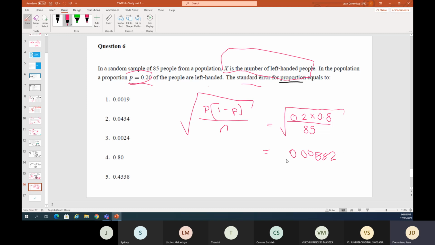0.001882. So if we had rounded it off, that would have been your answer. But we haven't square rooted it yet, so when we square root it, we get 0.0434, which is option 2.